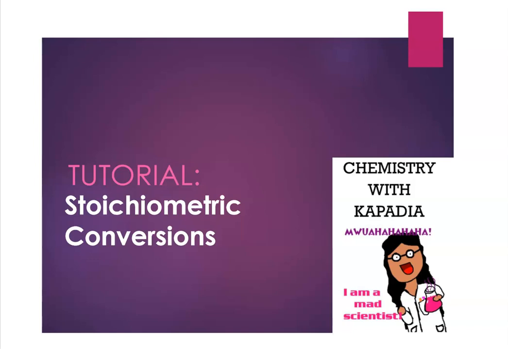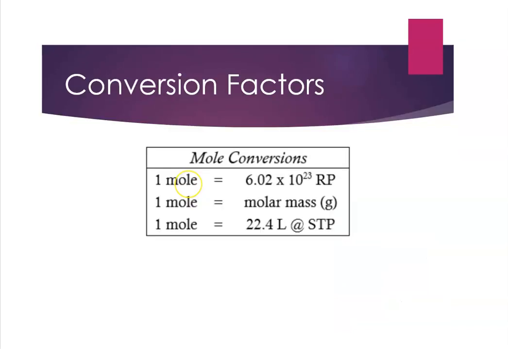Today I will be doing a tutorial on stoichiometric conversions. Stoichiometric conversions are very similar to the molar conversions that we've done in the past, but we're just adding a few steps to that process. So for stoichiometric conversions, we are converting from either particles, grams, or liters of one substance to particles, grams, or liters of a different substance.